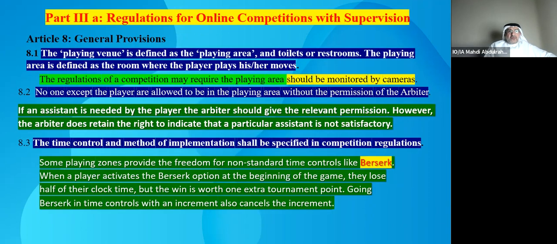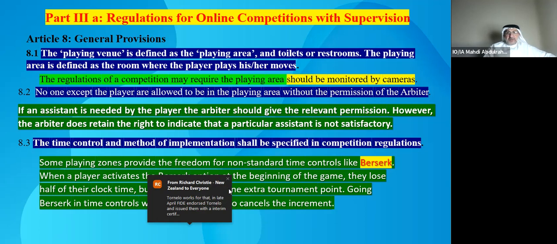The playing venue is defined by the playing area and toilets. In online play, the playing venue means the room with the player. In hybrid chess, the venue is located in a tournament hall, maybe in a club, a hotel, or a theater somewhere in the federation, and the toilet, restroom, buffet room and analysis room all belong to the venue. This must be approved by the chief arbiter. The regulation of the competition may require that the playing area be monitored by camera.